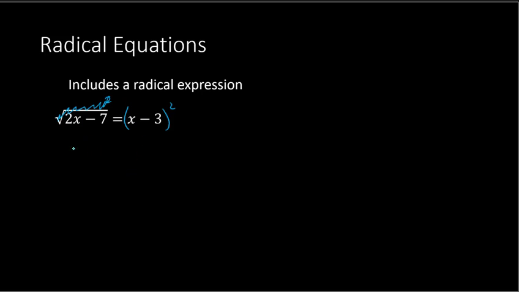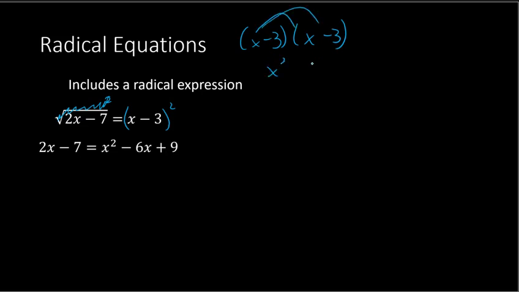So on the left, we would have 2x minus 7. On the right, don't forget when you have x minus 3 squared, that is the same thing as x minus 3 times x minus 3. So that would give you x squared minus 3x, and then plus 9, which would be x squared minus 6x plus 9. So don't forget that. Some people will forget that middle term, so be careful on that.